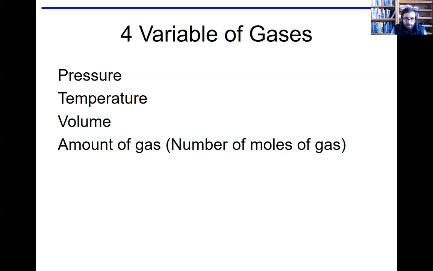It's going to relate the four different variables of gases, which are pressure, temperature, volume, and the amount of gas. When we talk about the amount of gas, we really care not so much about its weight, although we can calculate that, but about the number of particles. In chemistry, the counting unit is the mole. If we want to count the number of particles in a very easy way, we use the mole, because that connects, remember, the microscopic atom to the macroscopic grams.